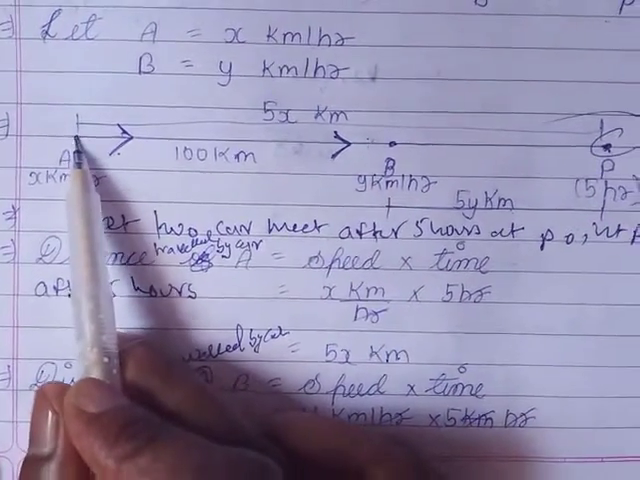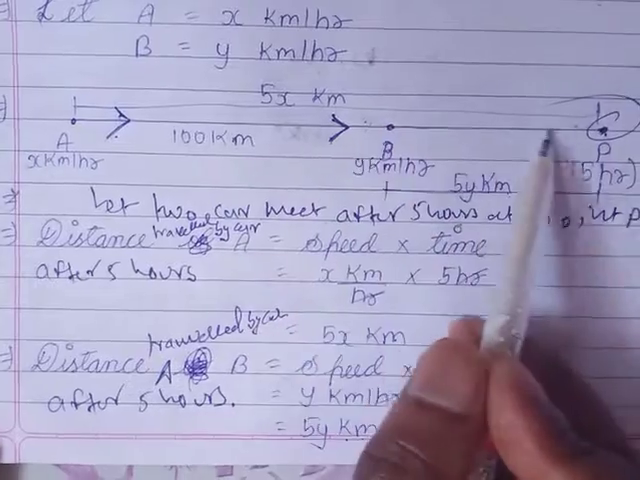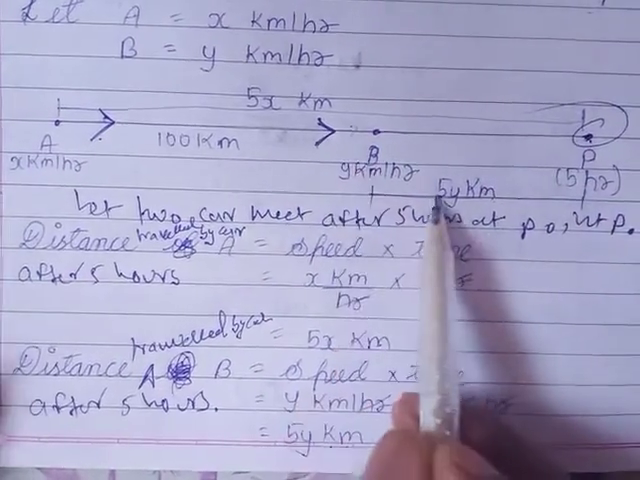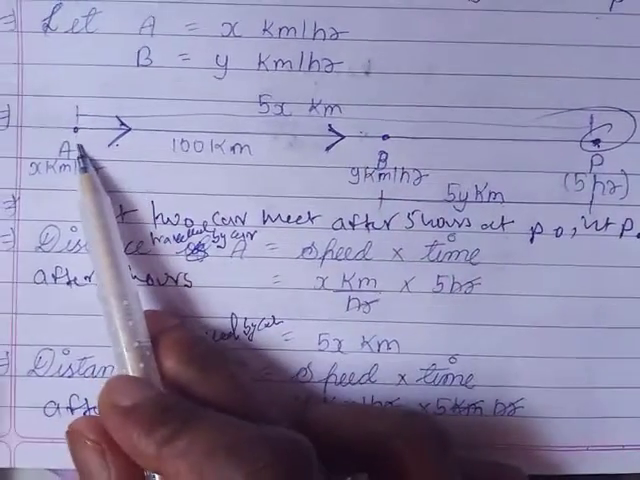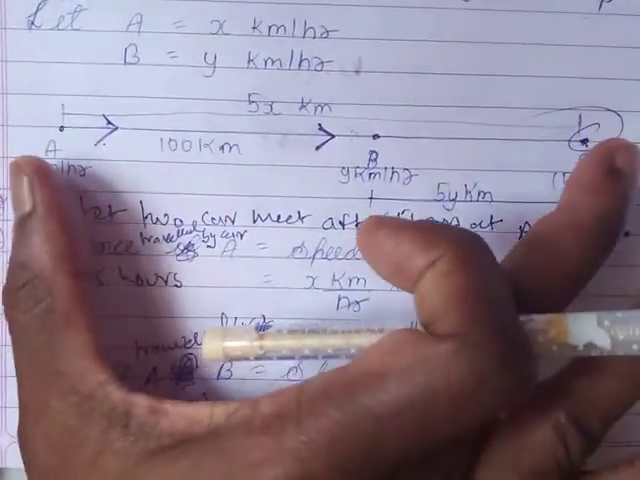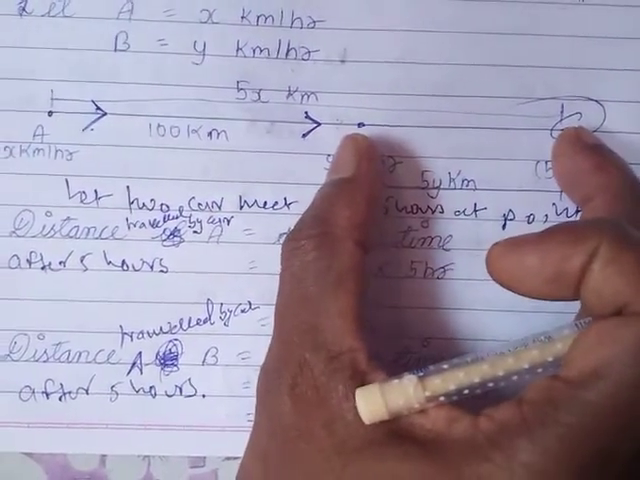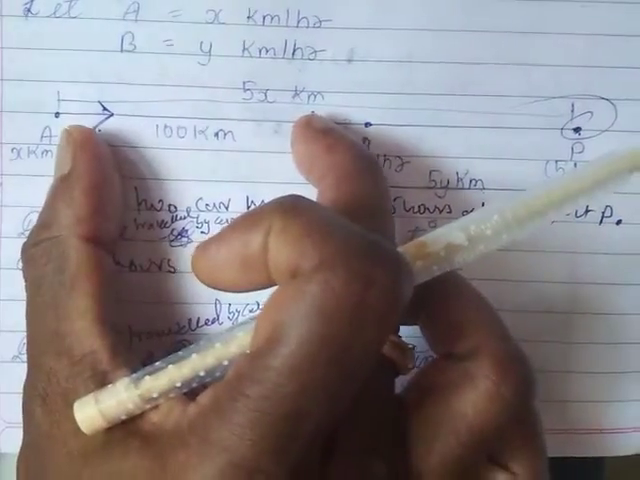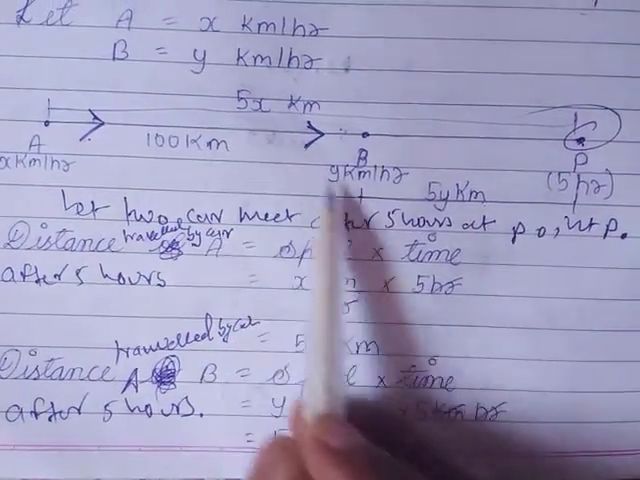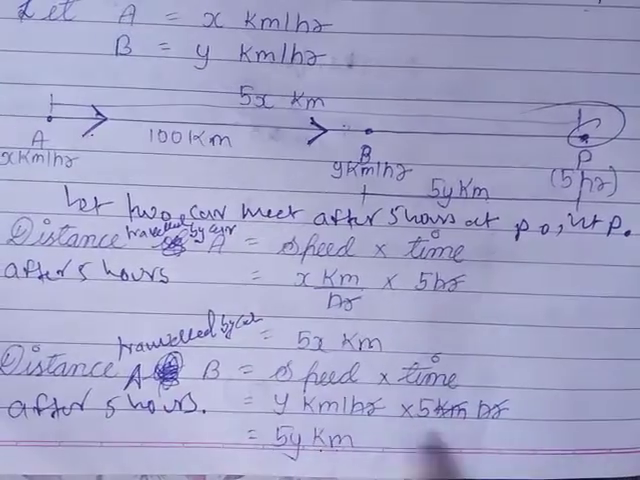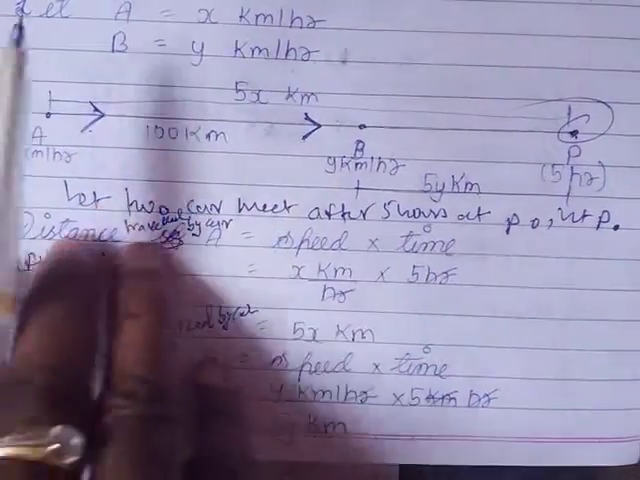It is very simple. From here you will get 5x minus 5y will give you 100. Is it clear? This is C here. This is 5x. If you subtract 5y, you will get 100. So 5x minus 5y is equal to 100. That is the first equation.